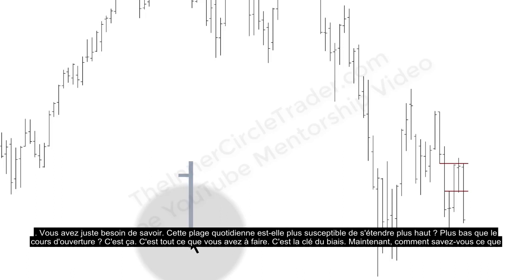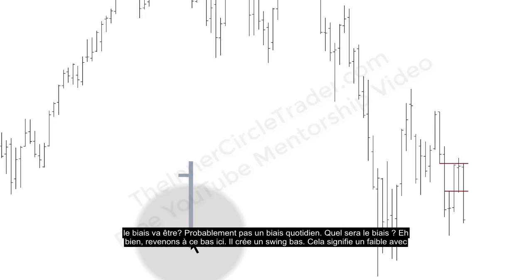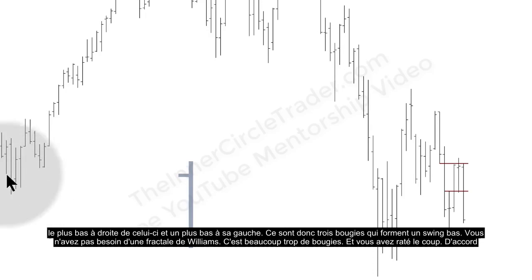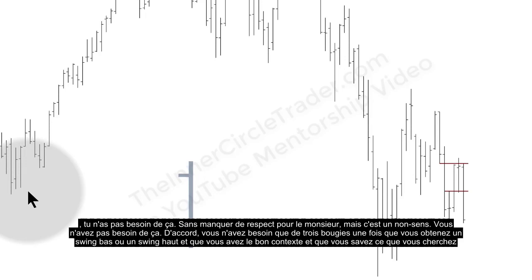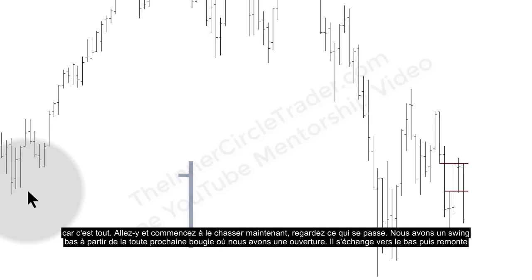Now, how do you know what the bias is going to be most likely? Not everyday bias. Most likely, what's the bias going to be? Well, let's go back to this low over here. It creates a swing low. That means a low with a higher low to the right of it and a higher low to the left of it. So it's 3 candles that make up a swing low. You do not need a Williams fractal. That's way too many candles and you've missed the move. Okay, you don't need that. No disrespect to the gentleman, but that's nonsense. You don't need that, okay? You only need 3 candles. Once you get a swing low or a swing high and you have the proper context and you know what you're looking for, that's it. You go in there and you start hunting it.